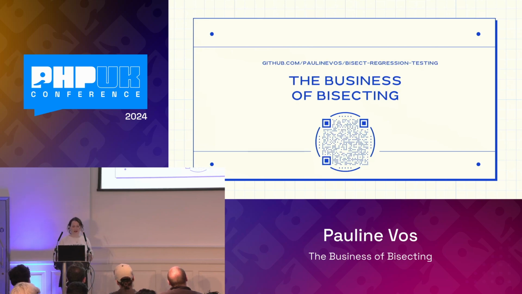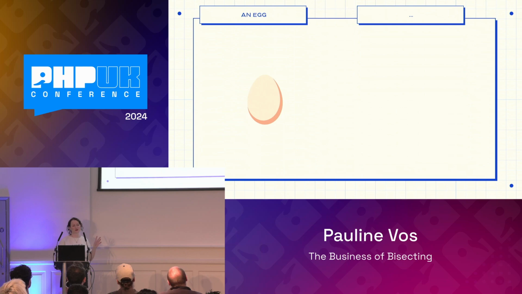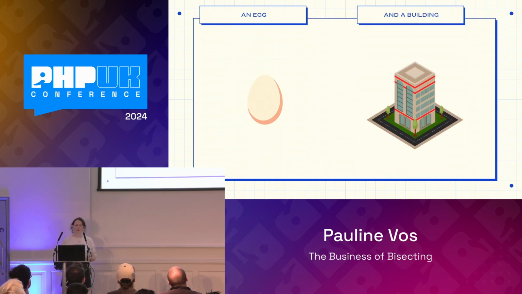If you've seen my talks before, you'll know this analogy, because I usually use an analogy of an egg and a building to explain bisect. Let's say someone gives you a bunch of eggs and points at a building and says, these eggs are magic eggs. They don't break very easily. I want you to go to that building and drop an egg off the building and find me the first floor where you drop the egg and it breaks.